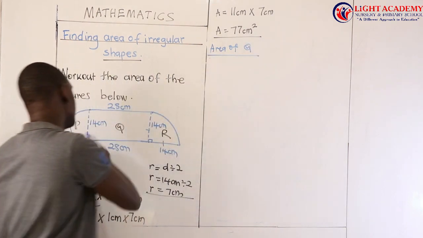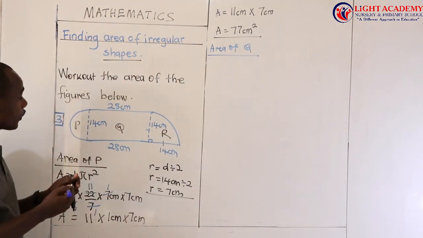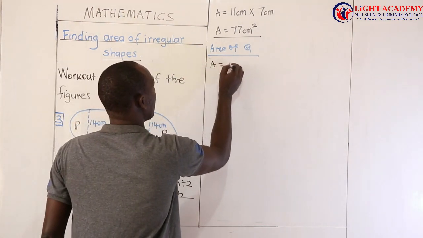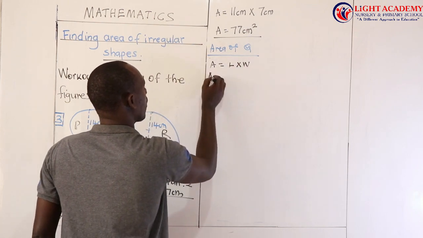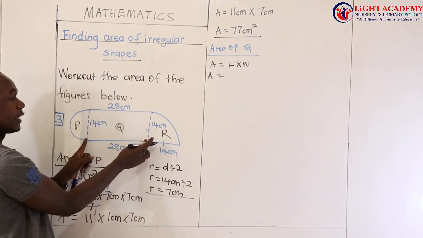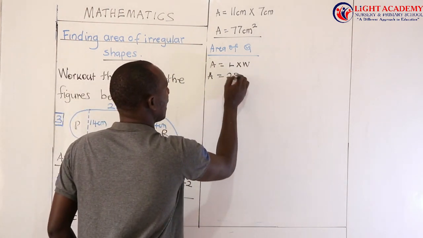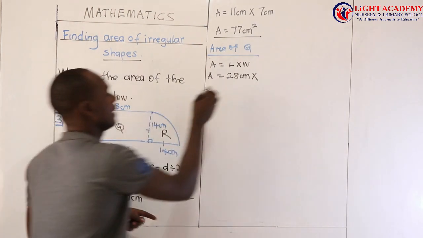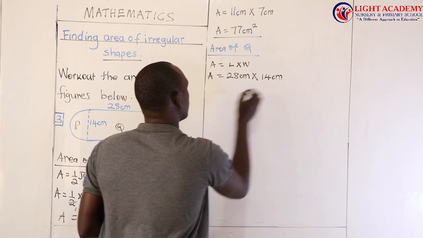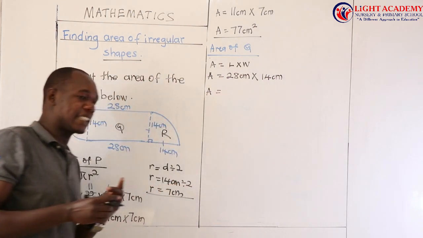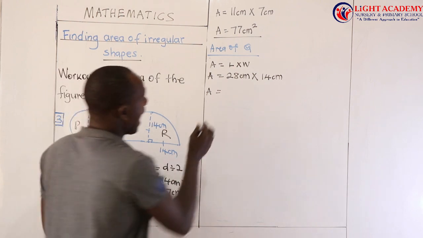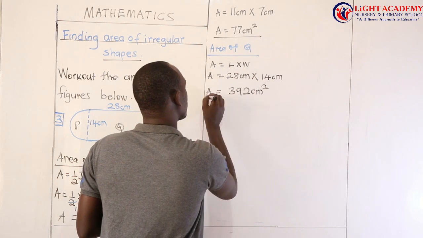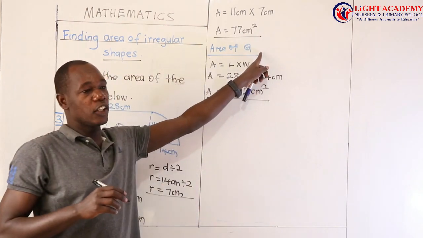Our figure Q is a rectangle. We already worked out the area of a rectangle in part 2, so we know the formula. Area of a rectangle equals length times width. And your area will be equal to length, which is the distance from this point to this point, 28 centimeters, times the width, which is 14 centimeters. So when you multiply 28 times 14, you will get 392 centimeters squared. So that is the area of part Q.